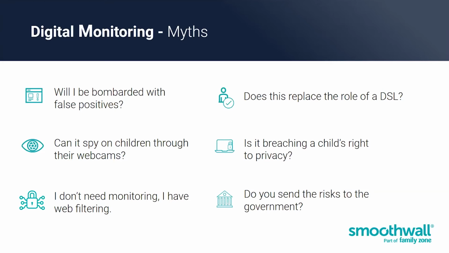So web filtering looks at one part of the puzzle. Monitoring looks at a different part of the puzzle. And obviously your DSLs and the work they do with the students and your classroom teachers and other members of staff, lunch supervisors, playground supervisors, they all form part of this overall multi-layered system of safeguarding. So, I'd never say that one thing alone can solve that problem. You've got to have those multiple layers to ensure that you're covering as many bases as possible.